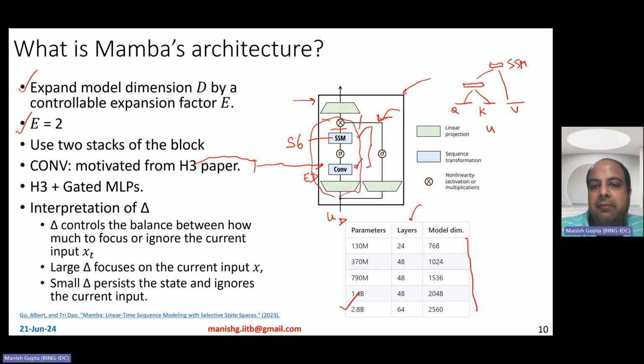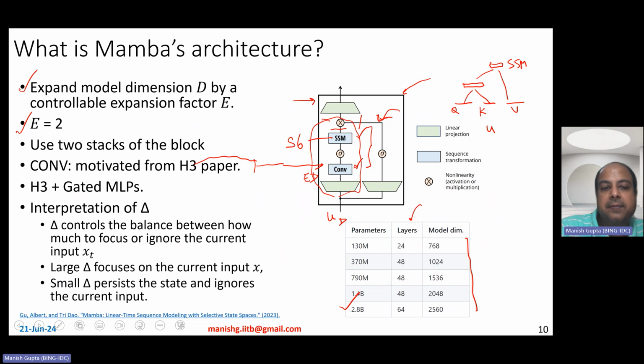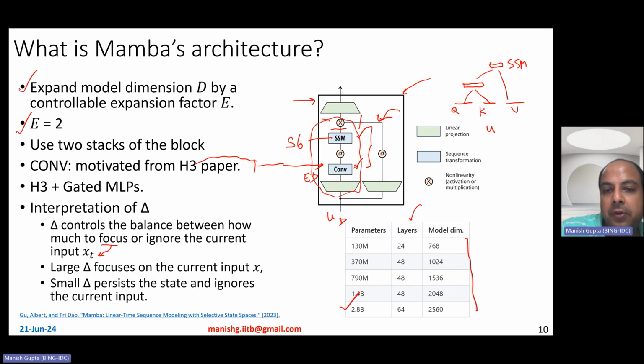So these deltas which were there are used to control the balance between how much to focus on or ignore the current input. Remember, you're doing selectivity by having B, C, and delta dependent on inputs. The delta can be interpreted as a control on how much to focus on the current input versus forget it. And your B and C are also working at the input and output side: how much to care about the current input, and how much to emit of whatever is learned from the current input onto the output, and so on.